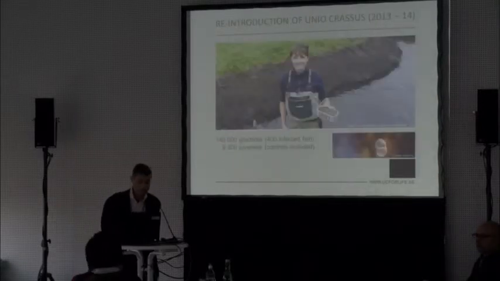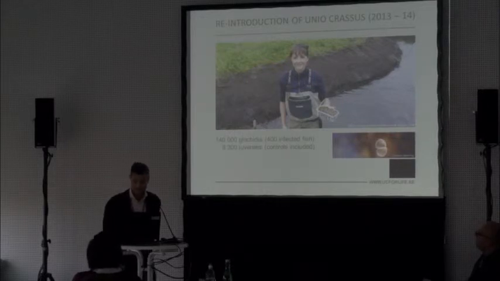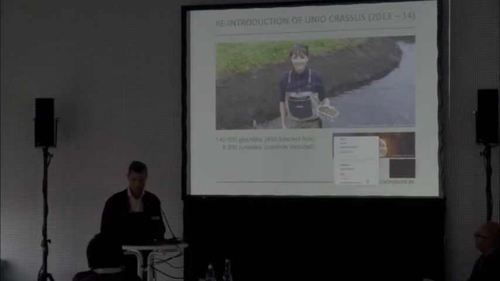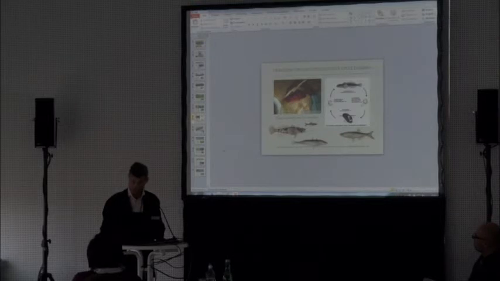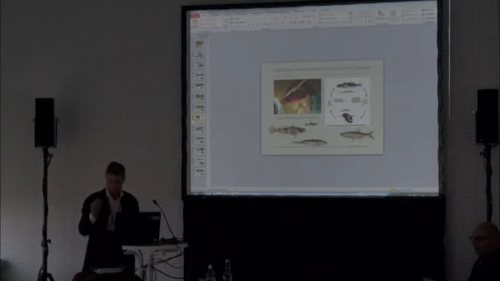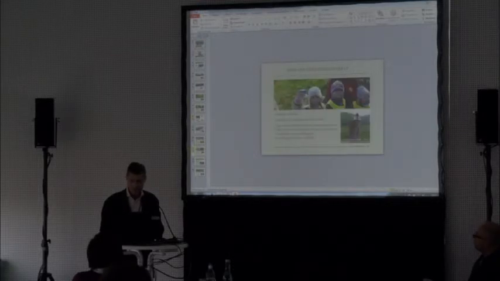And that means that we have been able to reintroduce more than 100,000 glochidia by just putting out infected host fish in the streams, but also been able to farm and introduce more than 8,000 juveniles into those streams as well. And now we are doing some monitoring, of course, but they're still so small, so we don't really know the survival rates of the mussels that we've been able to stock.